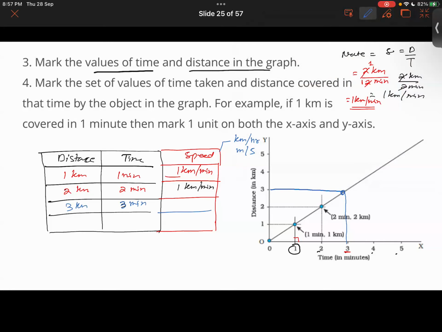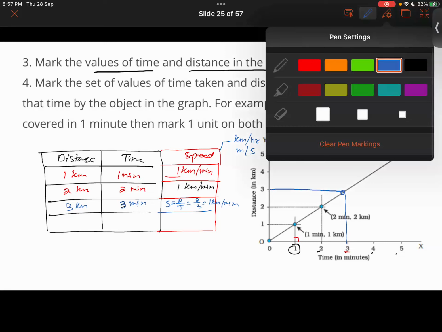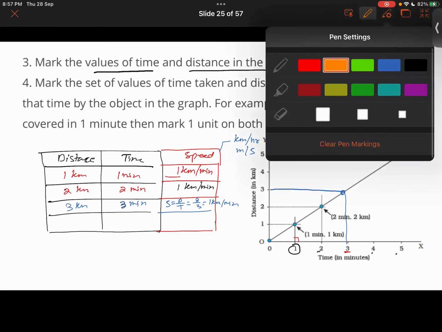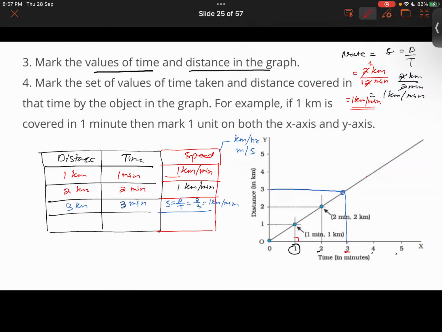Now if you were to find the speed here, speed is equal to distance upon time, d upon t, or it's 3 upon 3. That again gives you 1 kilometer per 1 minute. So you guys tell me, what are the things we have observed so far in this graph here? Which value is constant here? Which value is not changing? So the speed. The speed remains same. Hence, this graph which we have plotted is a graph of uniform motion.